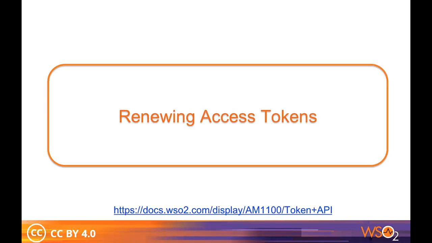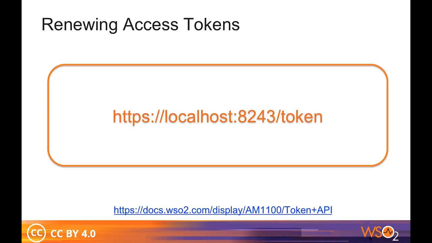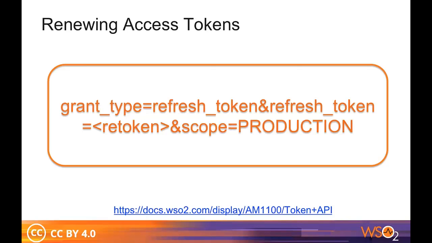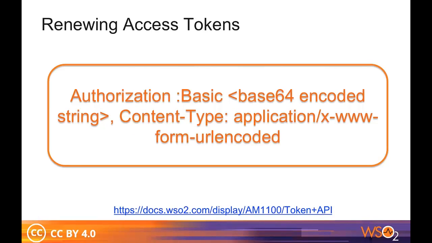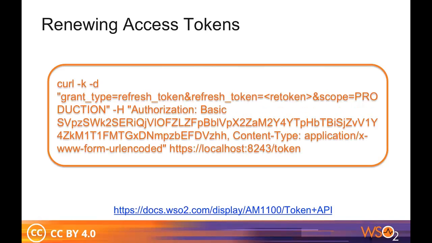Let's take a look at the parameters in the command. The token API URL is https://localhost:8243/token, assuming that both the client and the gateway run on the same server. The payload is specified as follows. Replace the refresh token value with the refresh token generated in the previous section. The header is specified as follows. Replace the base64 encoded string as appropriate. For example, the following curl command can be used to access the token API.